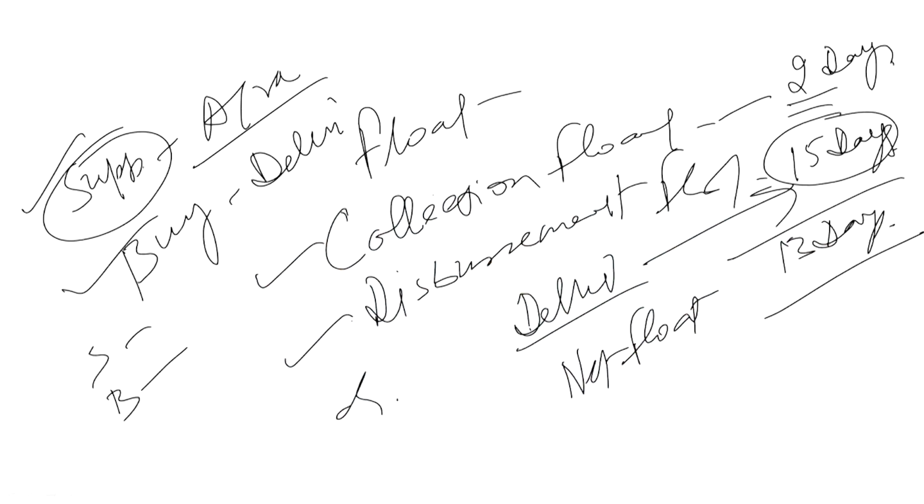So, this is the concept of float. Collection float is in how many days you collect your own payments, and disbursement float is in how many days your payment is actually made to your suppliers, and the difference between the collection float and the disbursement float is the net float. So, net float should be maximum. We should try to maximize the net float, so that by keeping a minimum balance of cash in our bank account, we can do maximum business.